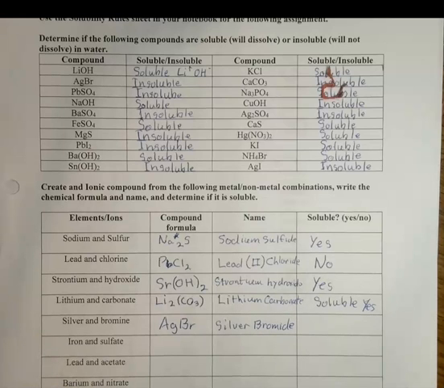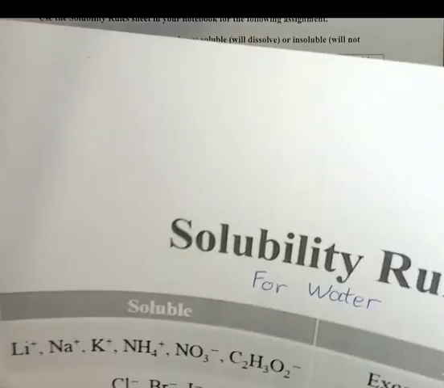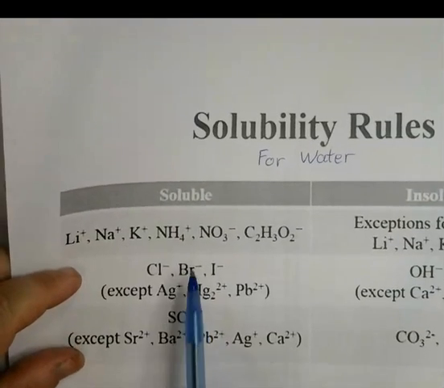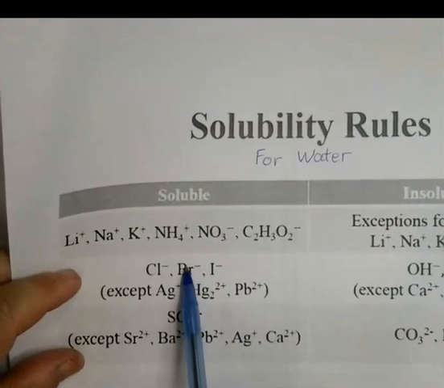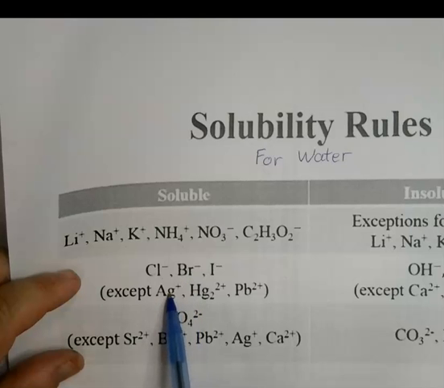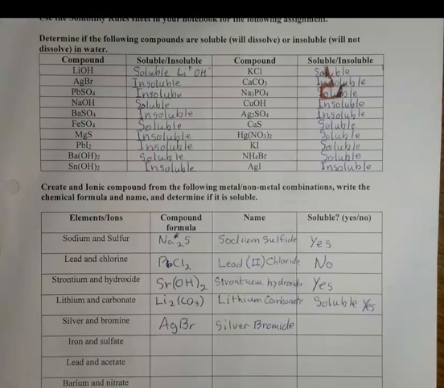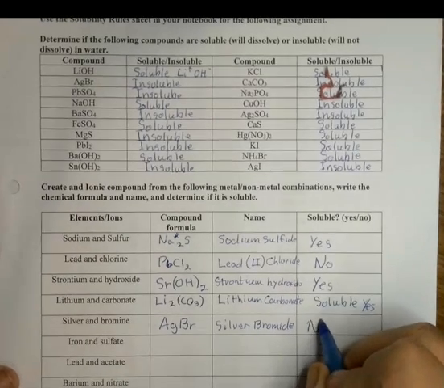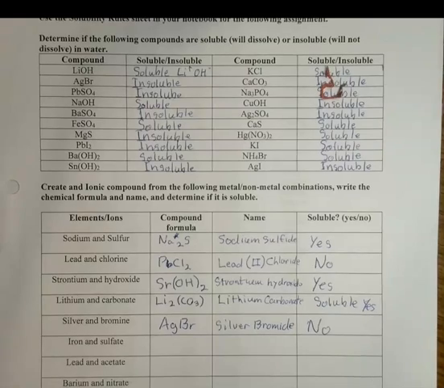Okay, and then we go to solubility rules. And there you see bromine is soluble, but it has 3 exceptions, and one of them is silver. So silver bromide is insoluble. I'll put a no, it's not soluble. Okay, keep going.